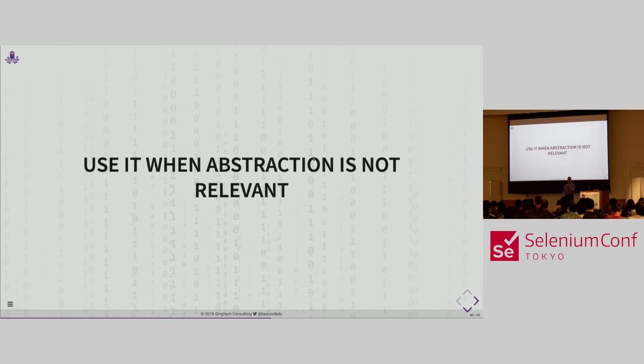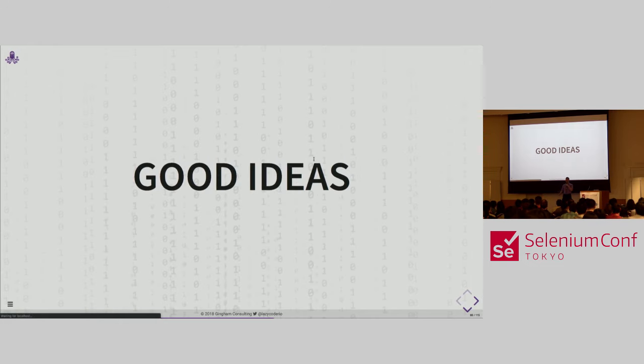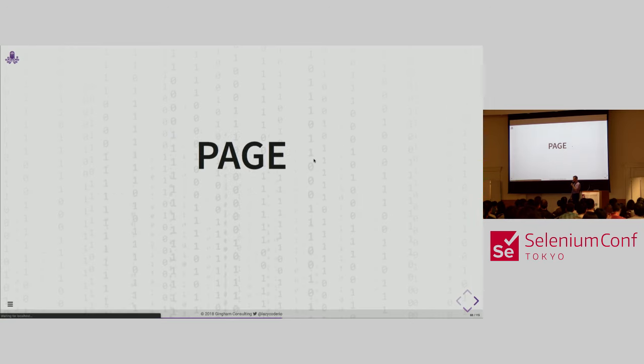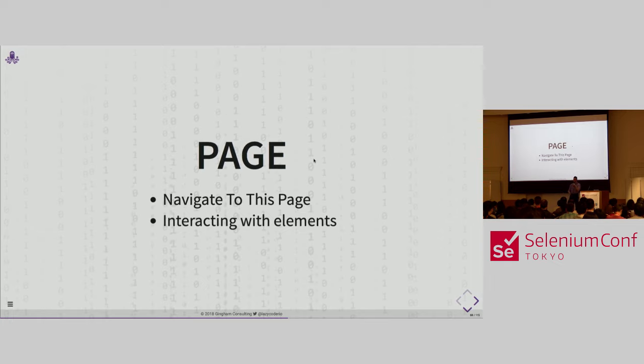And you also want to use it whenever abstraction is not really relevant for the use case. So some good ideas are for pages and tests. Typically, if you write a new page object, you just call a new page, a new class of admin page or settings page, whatever, but they're all still classes. What you should be doing is switching it to a page type, which is a class, and we're going to put some generic stuff in it. Within the page, you can navigate to this page and you can interact with elements very easily.